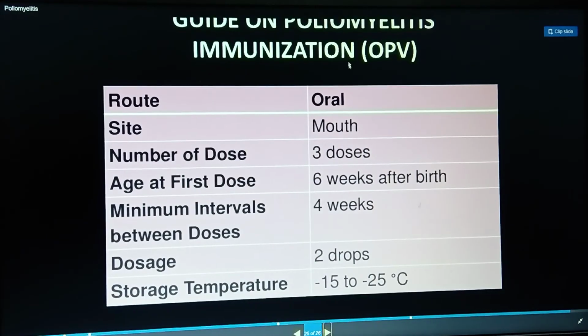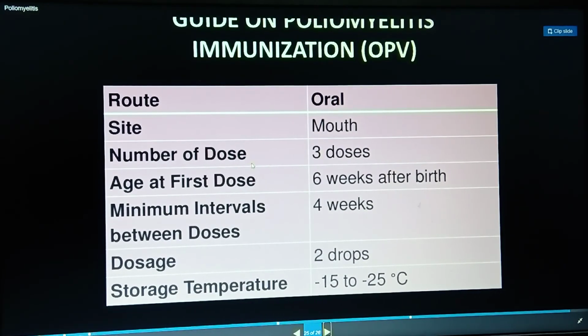Okay, so what is poliomyelitis immunization? The route is oral, the site is the mouth, and the number of doses is 3. The age at first dose is 6 weeks after birth, the minimum interval between doses is 4 weeks, the dosage is 2 drops, and the storage temperature is -15 to -25 degrees centigrade for this polio immunization OPV.